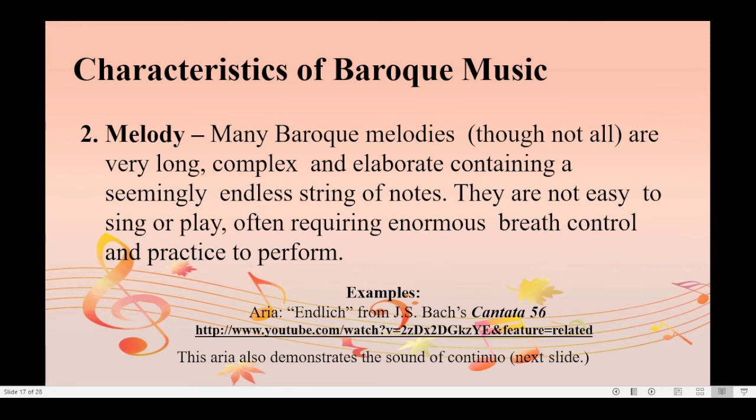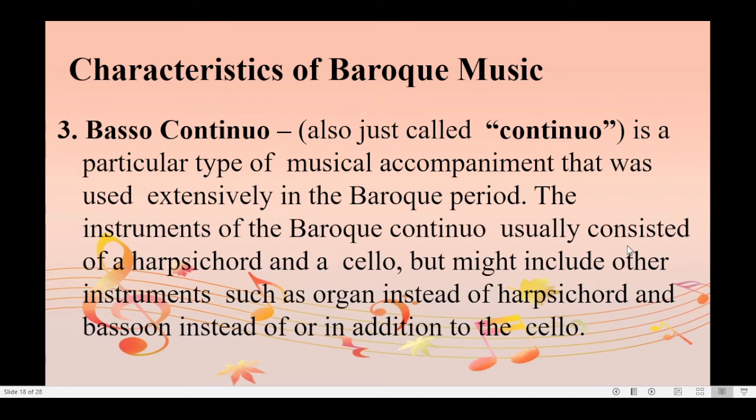So that's why the Baroque period is very different and very difficult to sing, because it requires enormous breath control. Okay, so we have here an example from Johann Sebastian Bach's Cantata number 56. It's an aria entitled Unleash. Okay, so next, after the melody, we have the basso continuo.